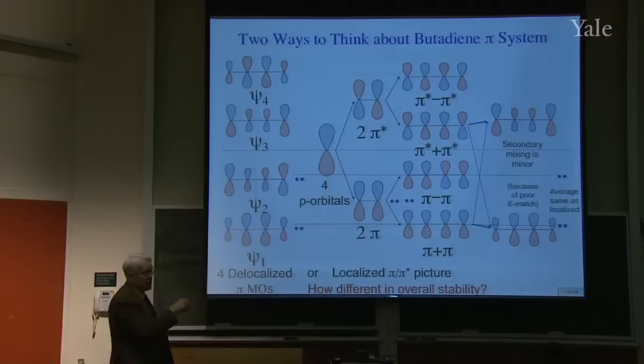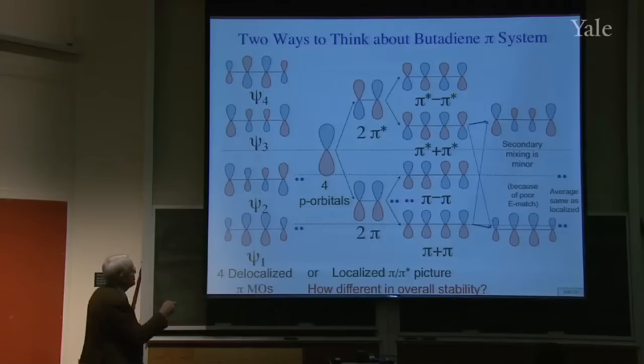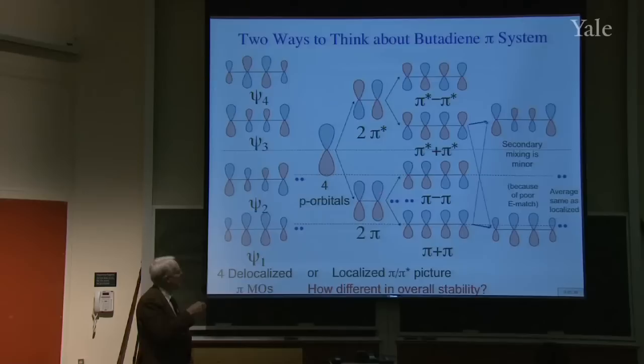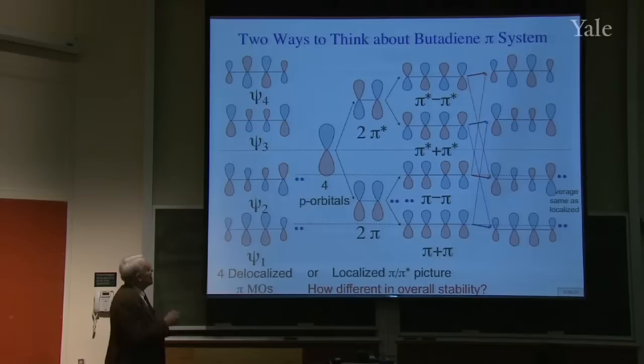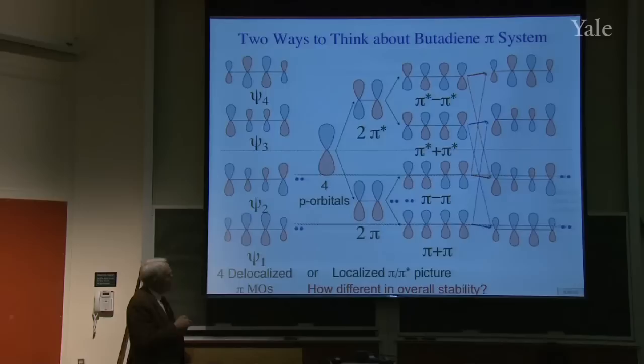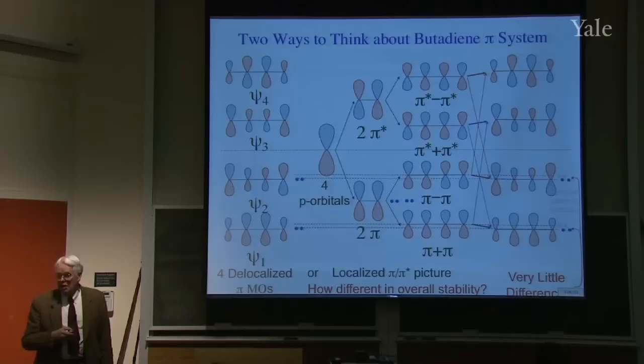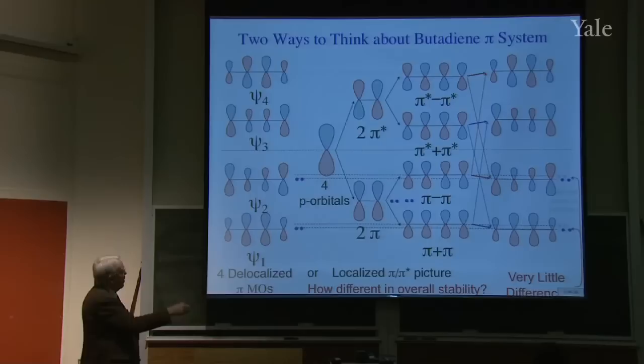We started with just isolated p orbitals, and now we're letting them interact with one another, okay, to see how much difference it makes. But this secondary mixing, the first mixing was making these from here, right? The secondary mixing is minor because the energy match is so bad. You don't mix very much of this into this one to get that, or of this into this one to get that, okay? At the same time, this one can mix with this one, and that one will go down just a little bit. But notice that the amount by which they went down is very small because of the bad energy match, right?